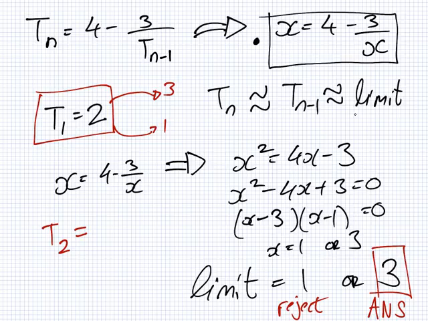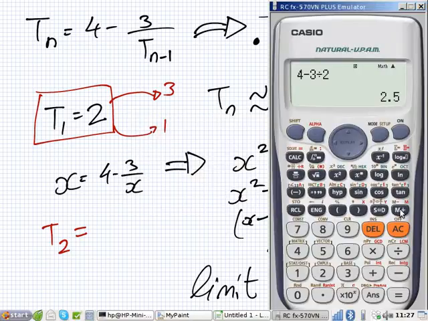2 equals AC. 4 minus 3 over answer. 2nd term, 3rd term, 4th, 5th, 6th, 7th, 8th, 9th, 10th, 11th, 12th, and so on.